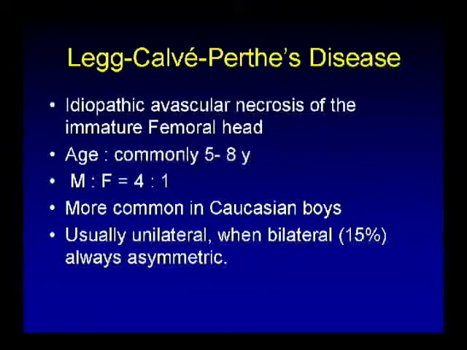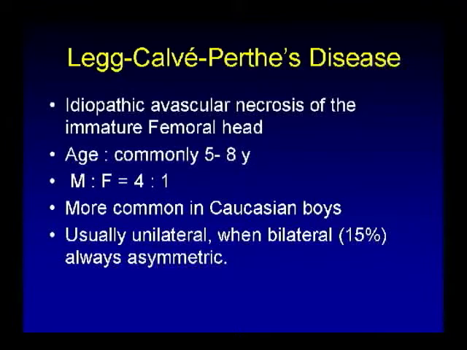Legg-Calvé-Perthes is basically an aseptic idiopathic avascular necrosis of the immature femoral head. It's more common in the age group of 5 to 8 years, more common in boys, and more common in Caucasian race as compared to Afro-American. A point to be remembered is it is usually unilateral, and whenever it is bilateral, it is almost always asymmetric.